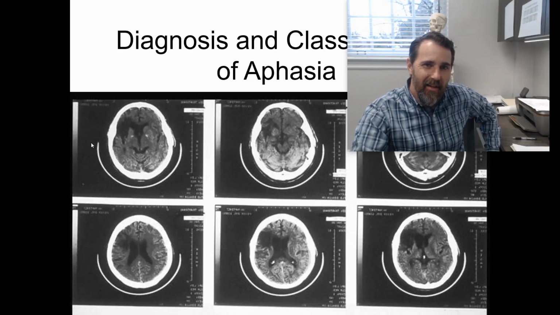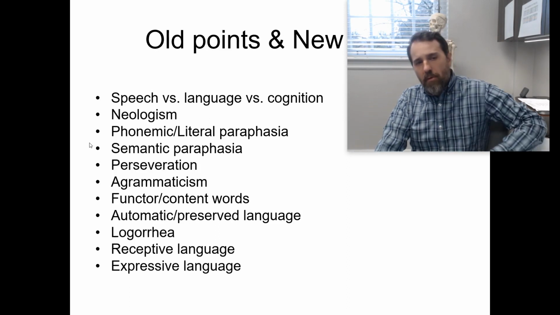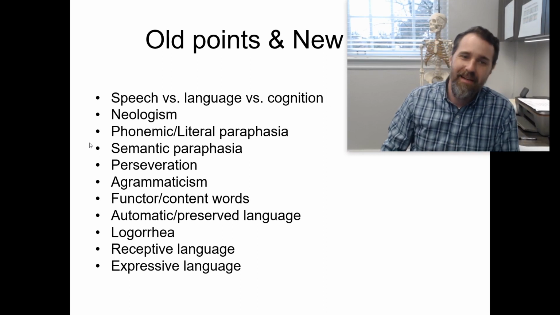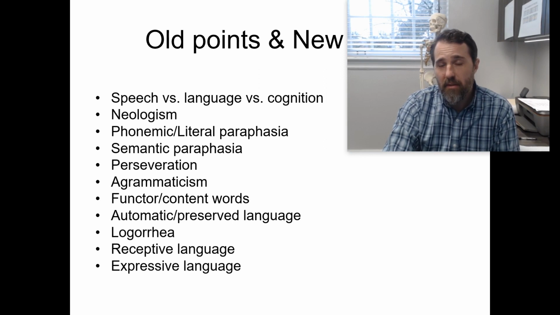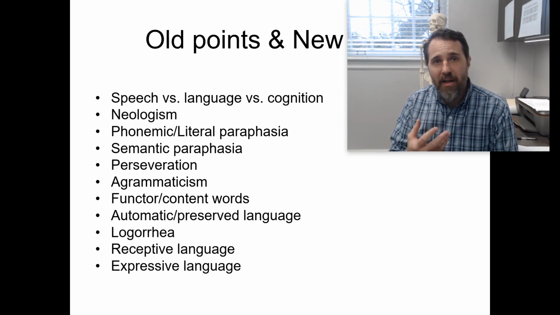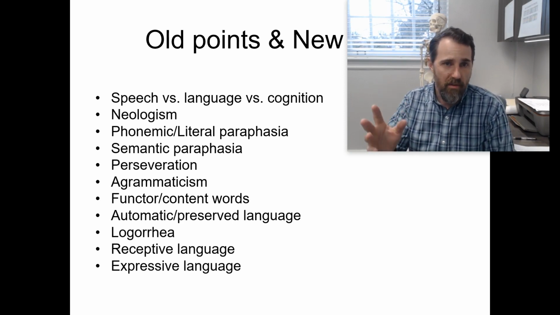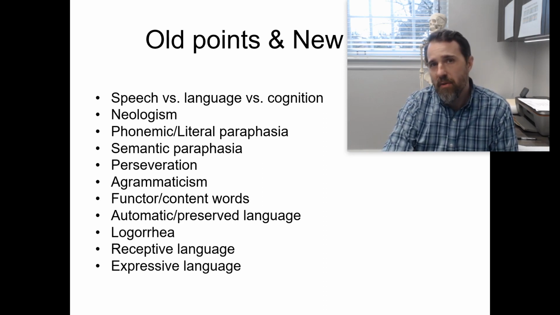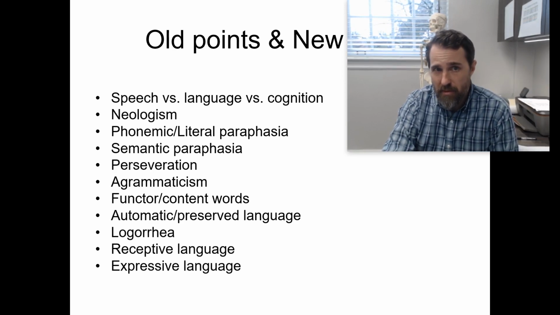All right, let's start getting into the different types of aphasia. Before we get into different types of aphasia, let's review some older terms and maybe introduce some newer terms. To begin with, speech. Speech is how you move your mouth to produce phonemes that represent words, right? So, speech is your verbal production of language. It's not just your verbal production of sound, it's the sounds that represent words.